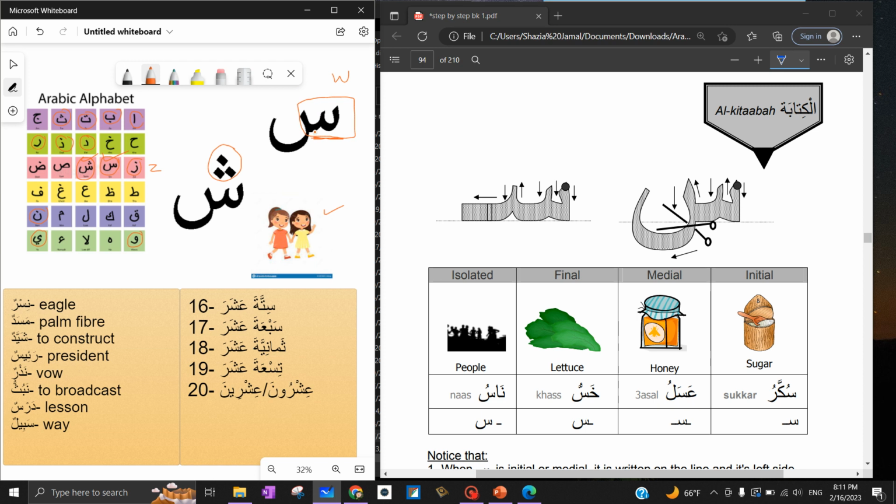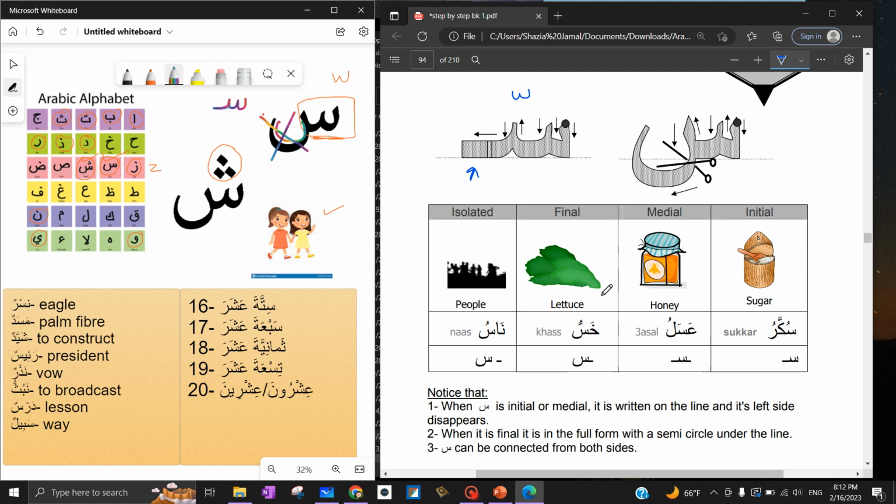This part is written on the line, and the other part, which is the pot belly, is cancelled. It's cancelled, and a small tail is given with the W to connect the other letters. So seen is written with a W and a small tail to connect other letters. Similarly with sheen. So now we will concentrate on seen. The first part, which looks like an English W, is written on the line, and then there is a small tail left to join other letters.